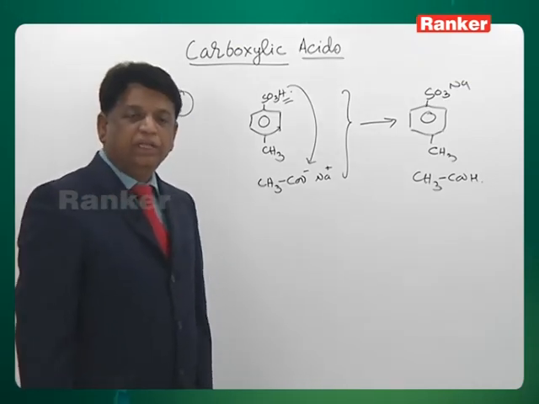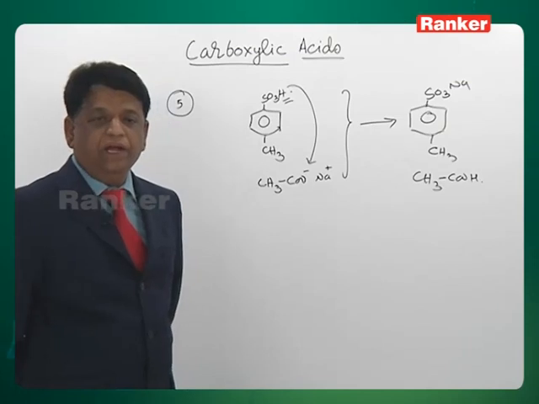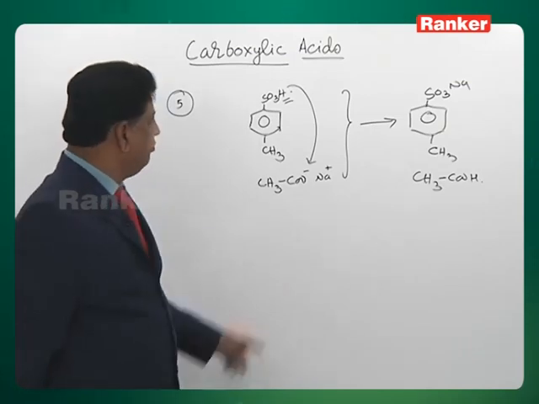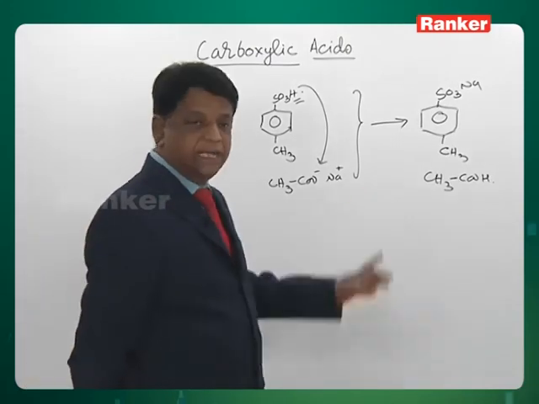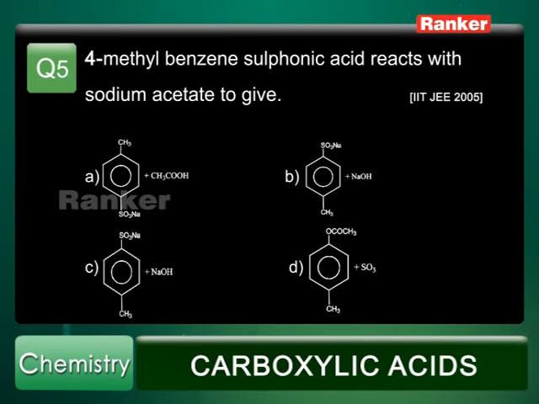So therefore the 4-methyl benzene sulfonic acid on reaction gives the sodium salt of benzoic acid and the acetic acid. So option 1 is acetic acid with sodium salt, right? That is the right answer.